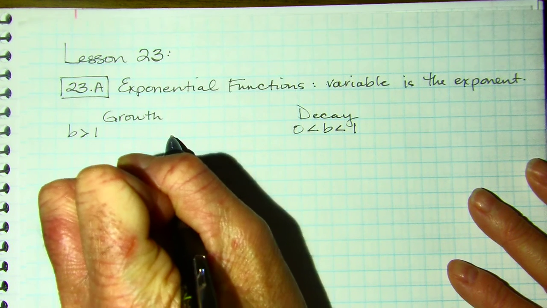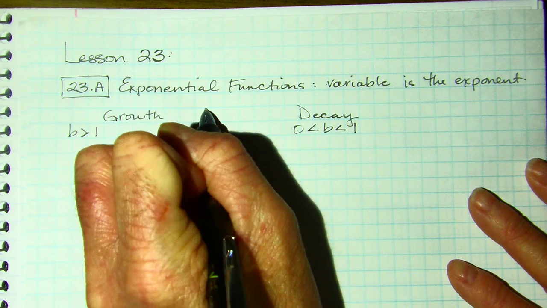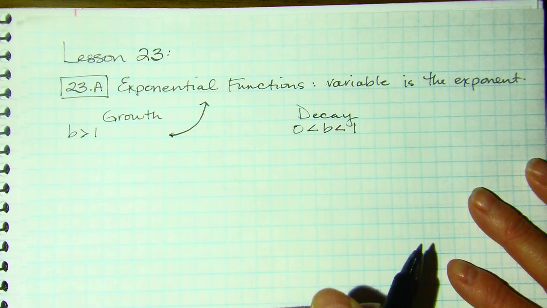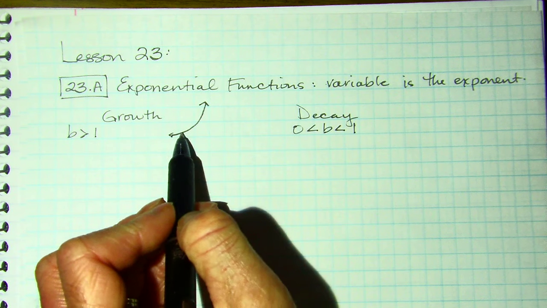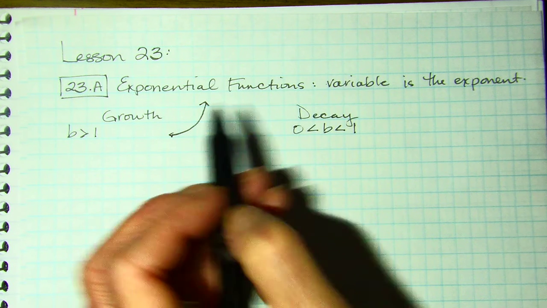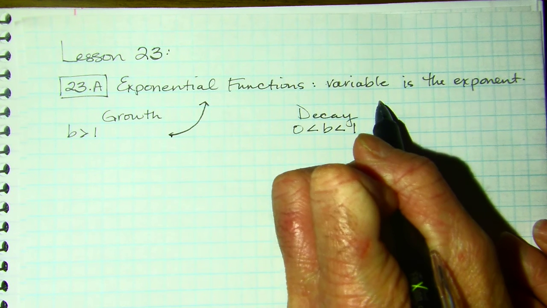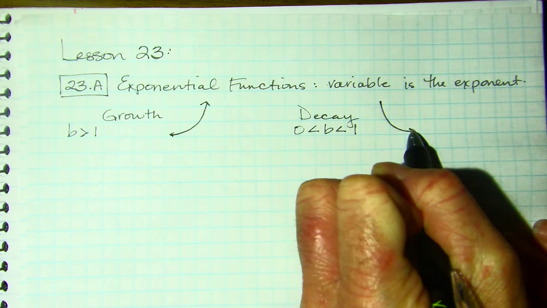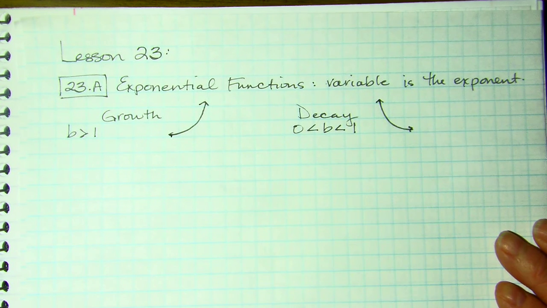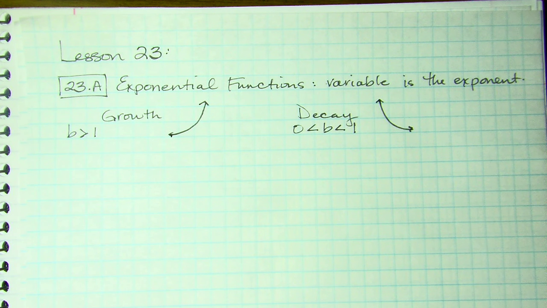A growth function starts out small and then it exponentially grows. That's what they said was going to happen to coronavirus, right? 5 cases, 10 cases, and then it becomes exponentially greater. Decay, the value starts out great and then exponentially decreases. Kind of like the value of our cars. As soon as we leave that dealership, it greatly decreases.